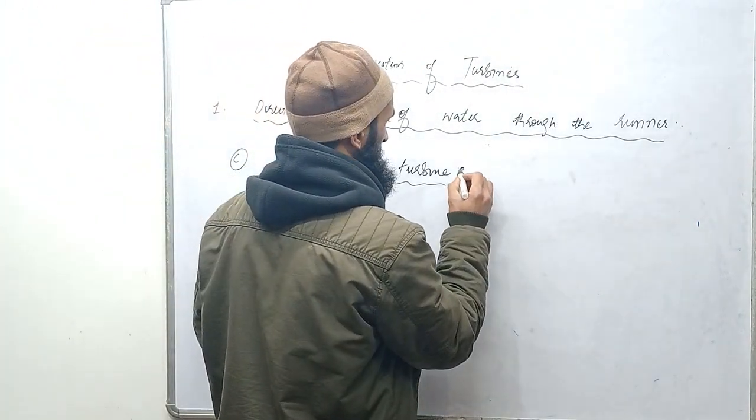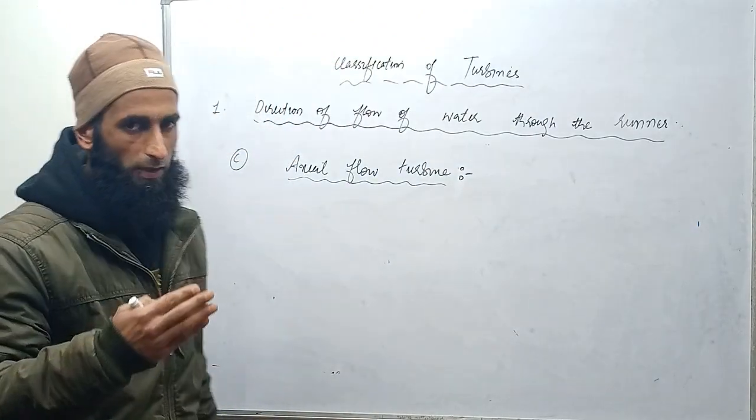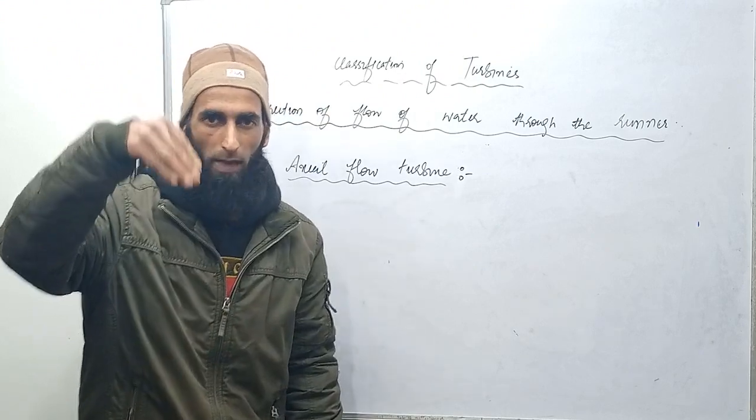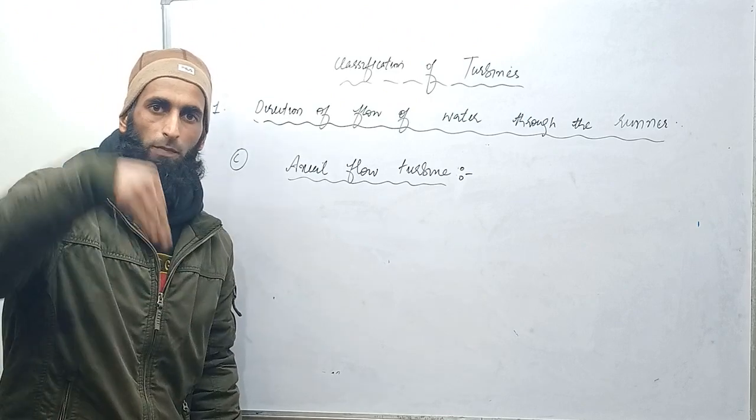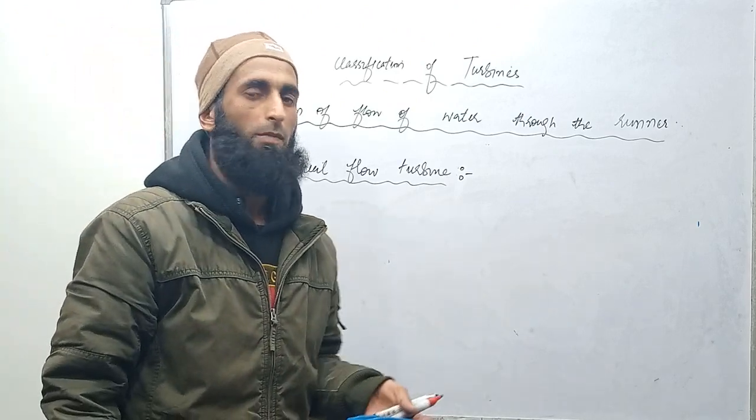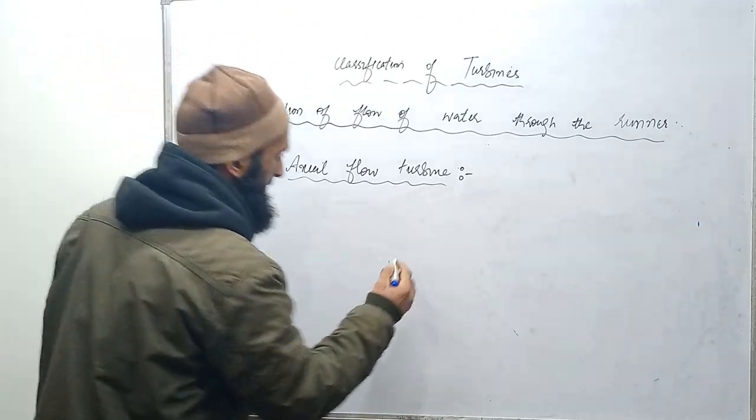So this is axial flow turbine. When water flows through the runner parallel to the axis of the runner, that type of turbine is known as axial flow turbine. I will show you here.